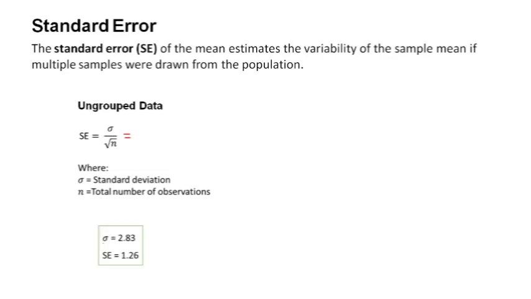So here you can calculate the standard error. As we got the standard deviation 2.83, and n is equal to 5, you take the square root of that n and find out the standard error.